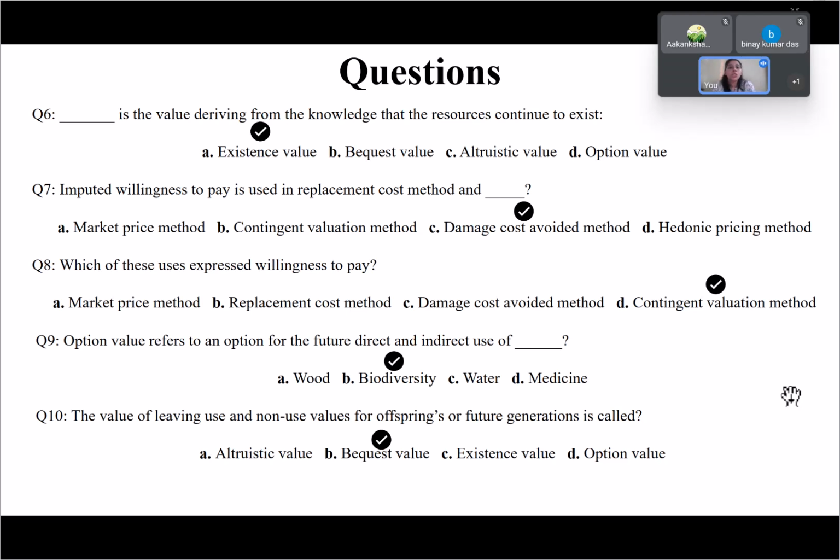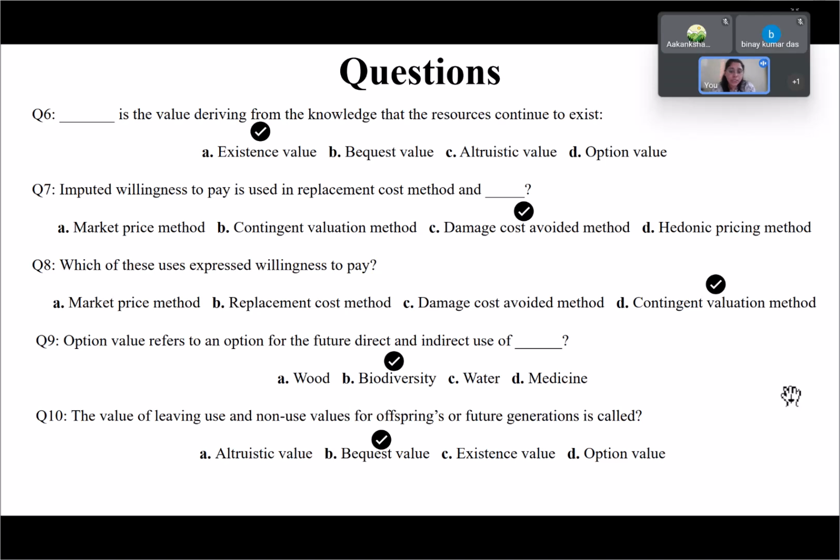Correct. So the first one is the value deriving from the knowledge that it exists. As the name suggests, there is something that is existing and you are valuing it just because it is existing. That's existence value. Imputed willingness to pay, when you are checking what will I have to pay by imputation, by substituting something else. So when you're substituting, you are doing either replacement or you are looking at a damage cost, right? Which of these methods is expressed willingness? When I don't know what to pay, I look at what people are willing to pay and I make them express this by asking them questions. That's the contingent valuation method.